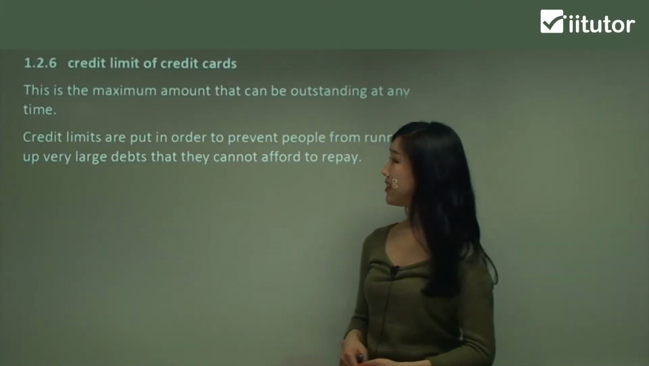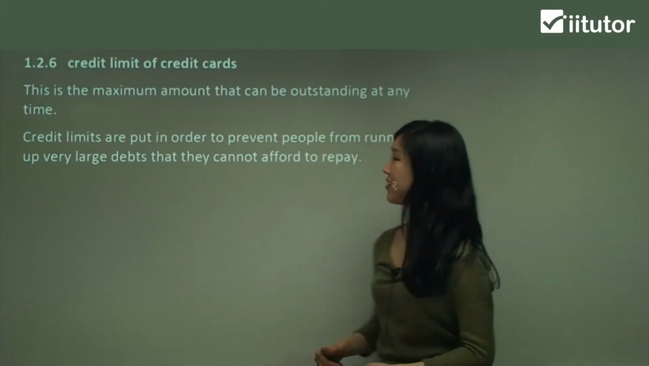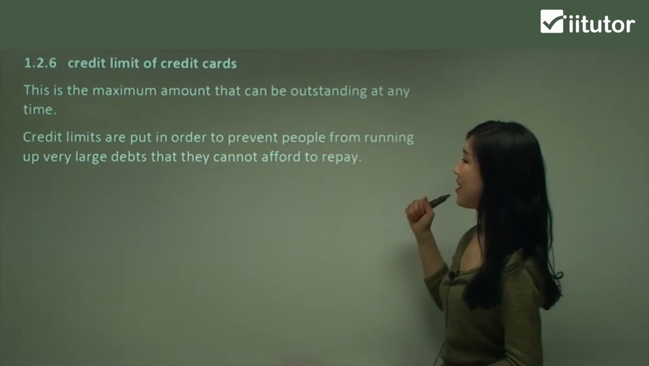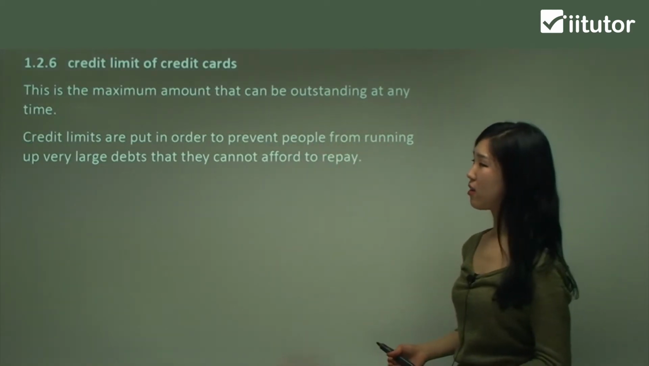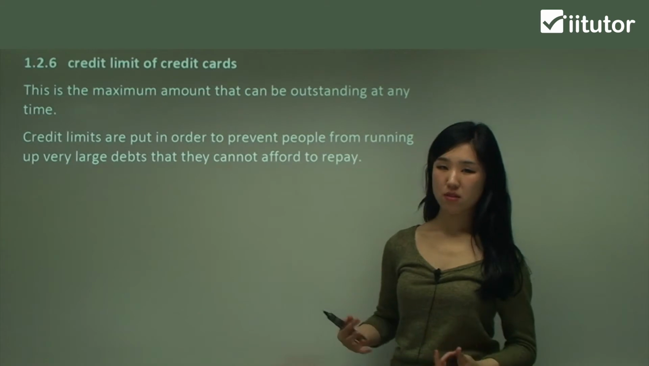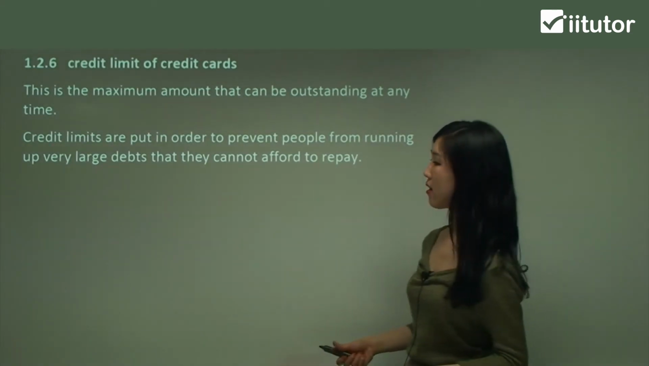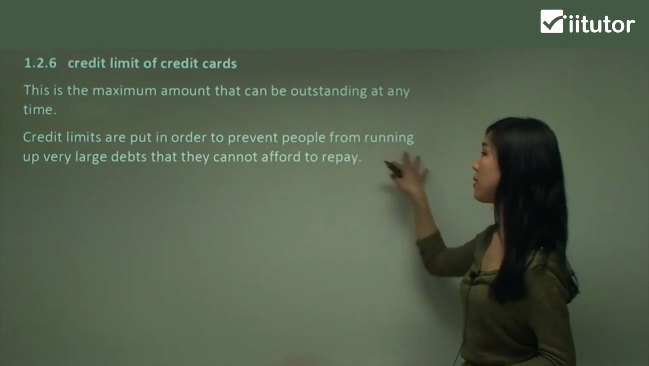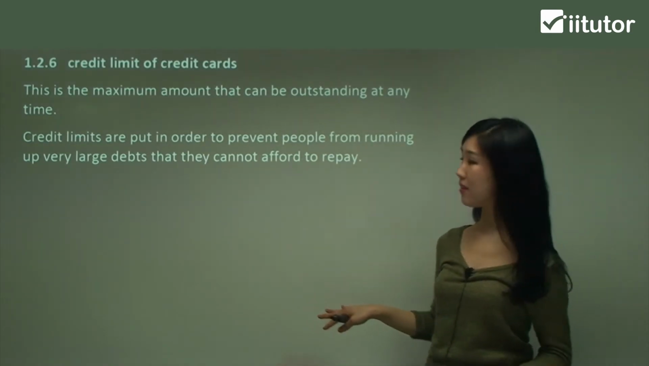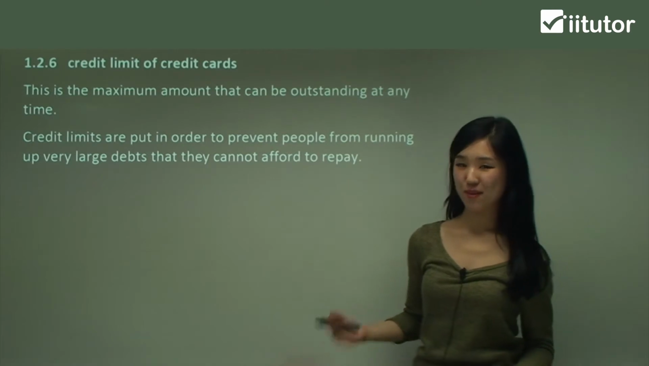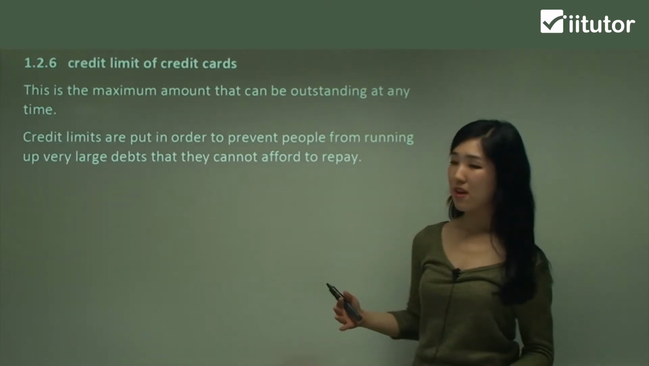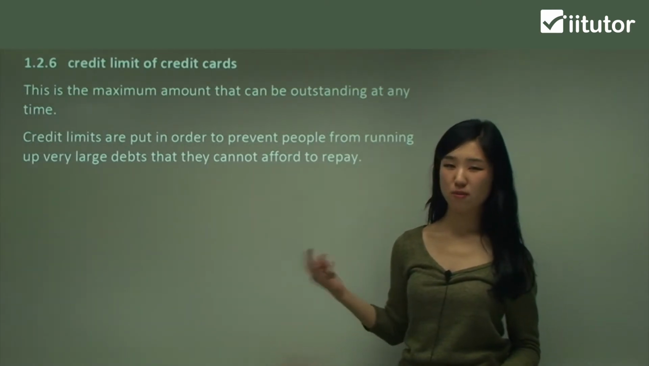Okay, let's look at the credit limit of credit cards. This is the maximum amount that can be outstanding at any time. It allows customers to not use too much money that they cannot afford to repay. Credit limits are put in order to prevent people from running up very large debts that they cannot afford to repay. So they put a limit, and if you go over that limit, you'll be charged some fine.